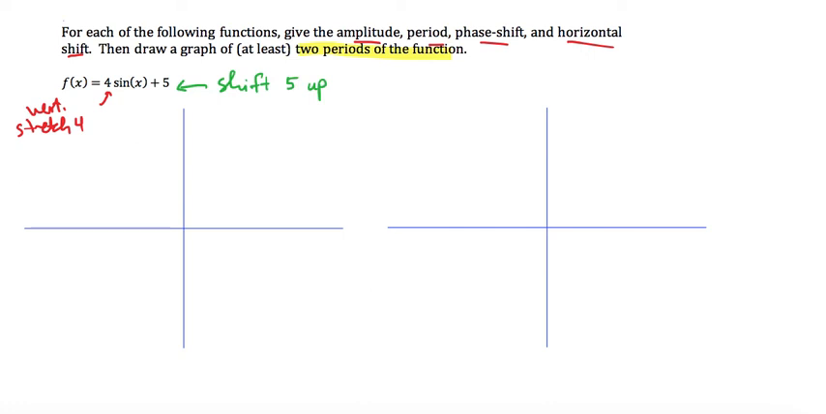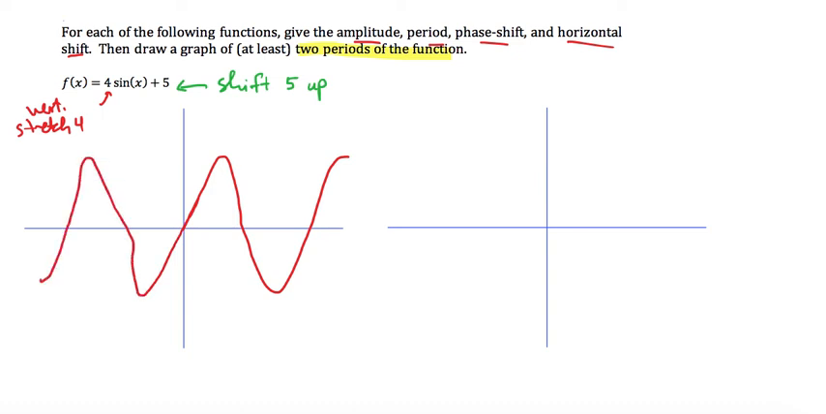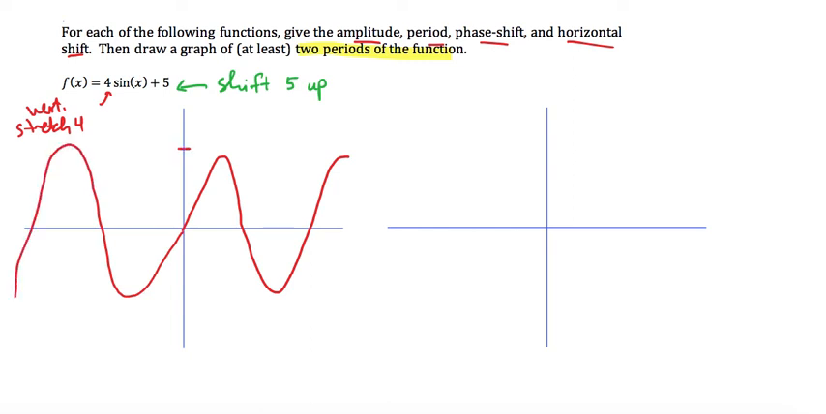If you take the sine function, it looks like this. But now that it's been stretched out vertically by 4 units, let me try this one more time on this side here. Now that this graph has been stretched out vertically by 4 units, instead of going from 1 to -1, it's going to go from 4 to -4.